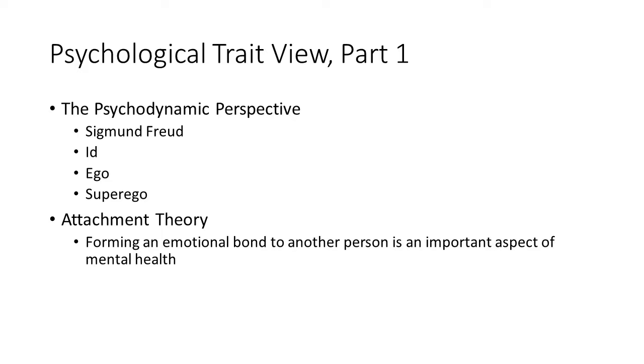The failure of a child to develop attachments has been shown to cause them to develop various psychological disorders, including ADHD and similar disorders, as well as a failure to develop healthy relationships with others as they grow up. Researchers have linked detachment issues with crimes involving sexual assault and child abuse, and boys being more prone to suffer from detachment than girls. So attachment theory is forming an emotional bond to another person, and it is an important aspect of their mental health.